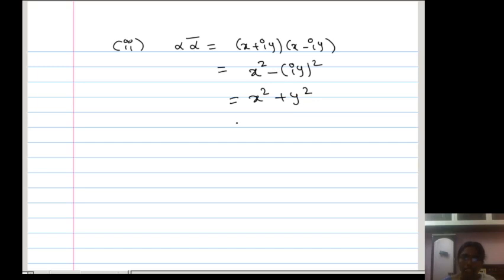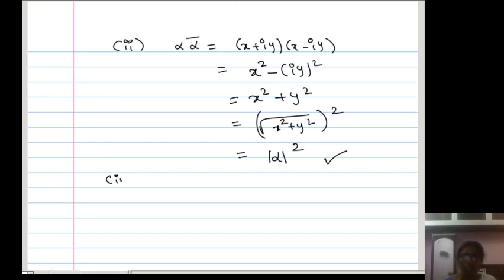Now it is nothing but x square plus y square, which is under root x square plus y square whole square. Is it correct? With power 1 by 2 and 2 canceling, it is the same thing. What is under root x square plus y square? Mod alpha. So what I proved here is that alpha into alpha bar can be written as mod alpha square. This is the second one, we proved that.